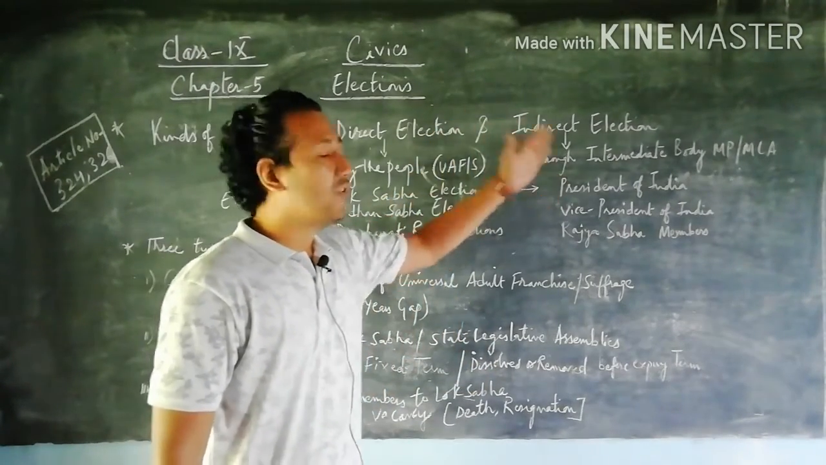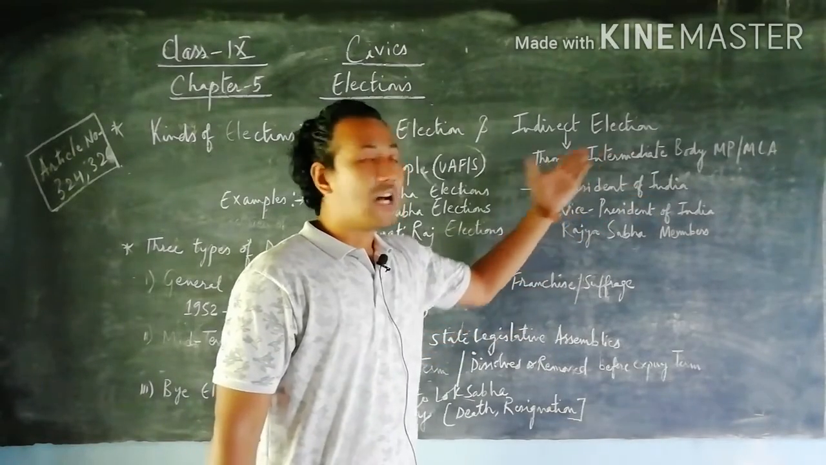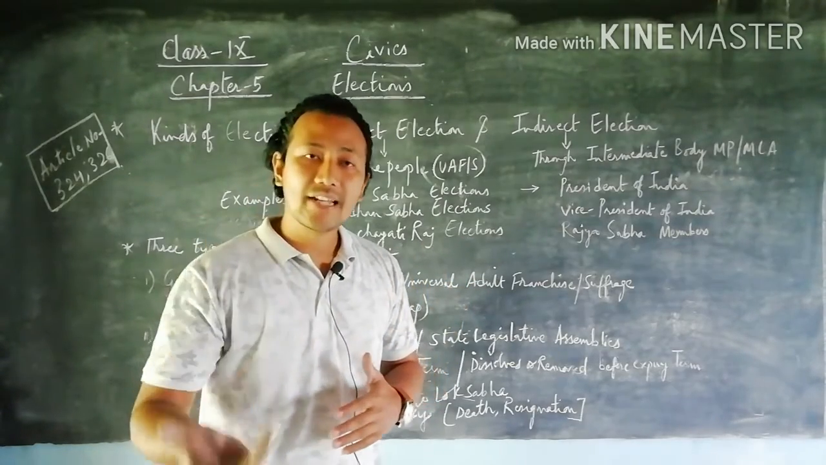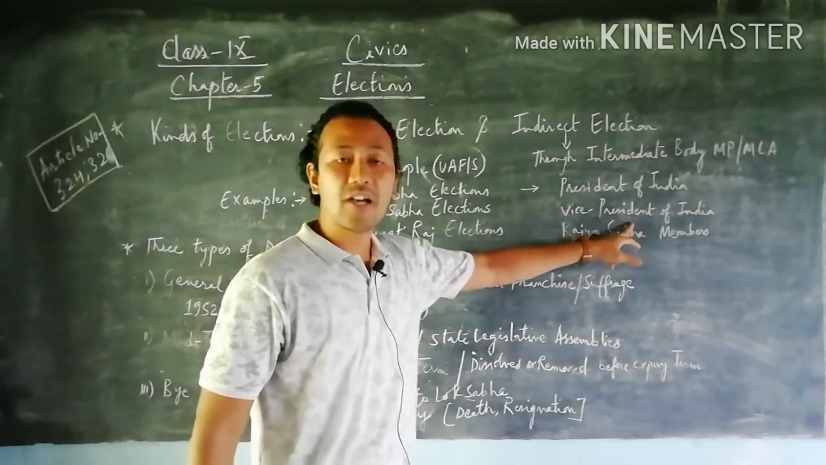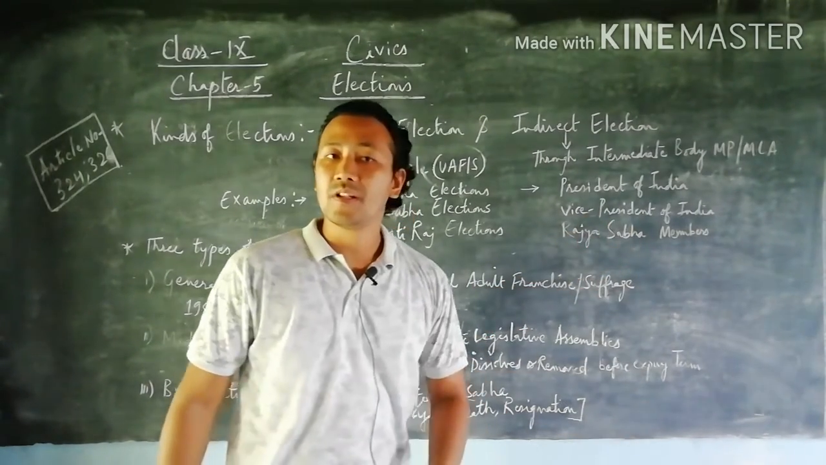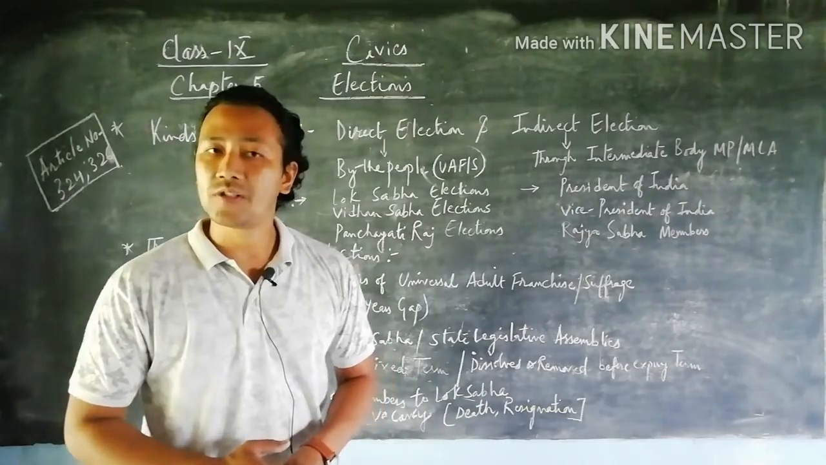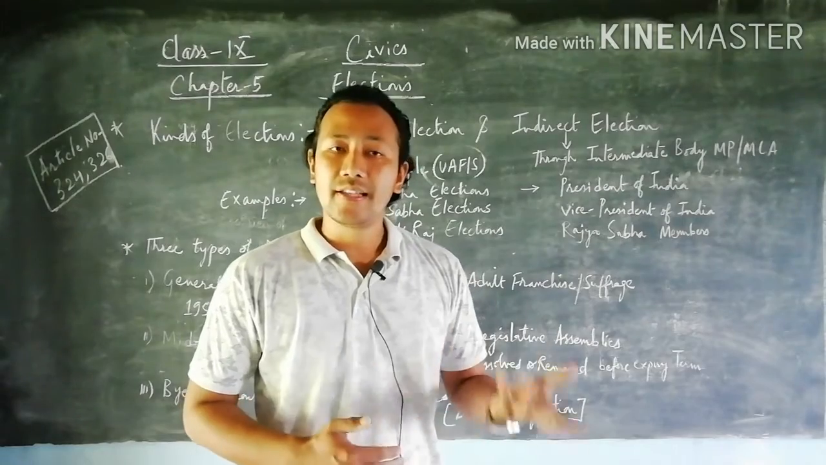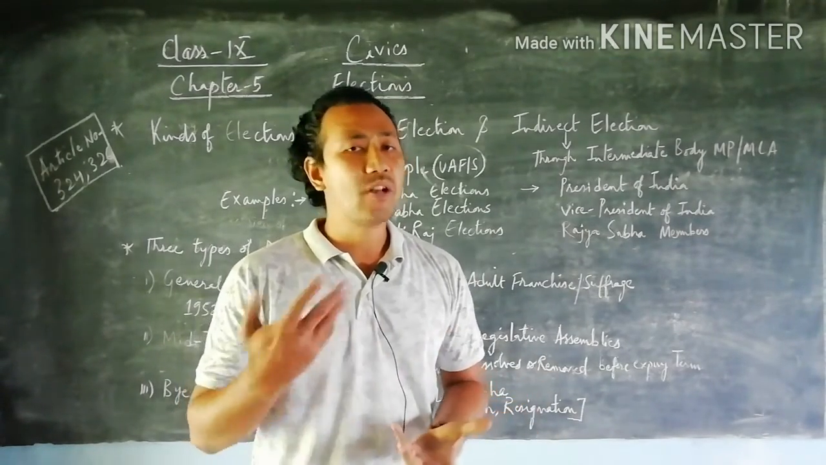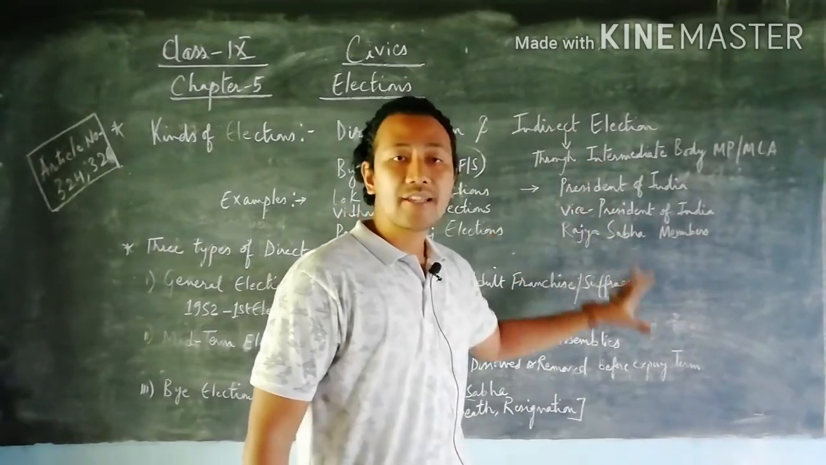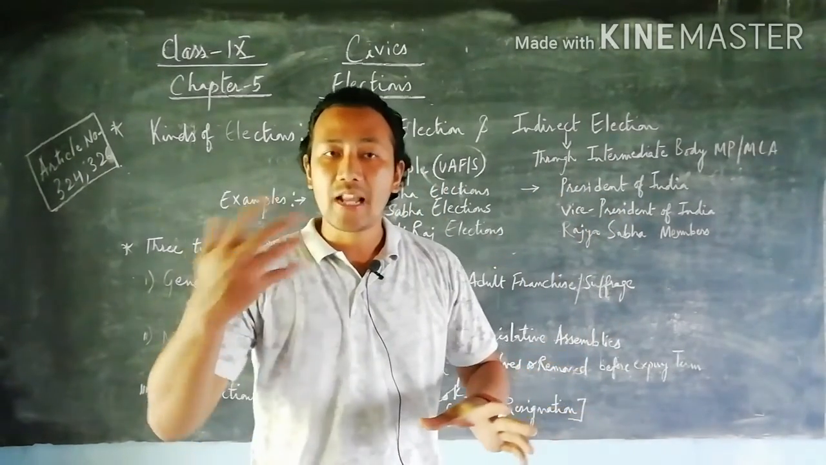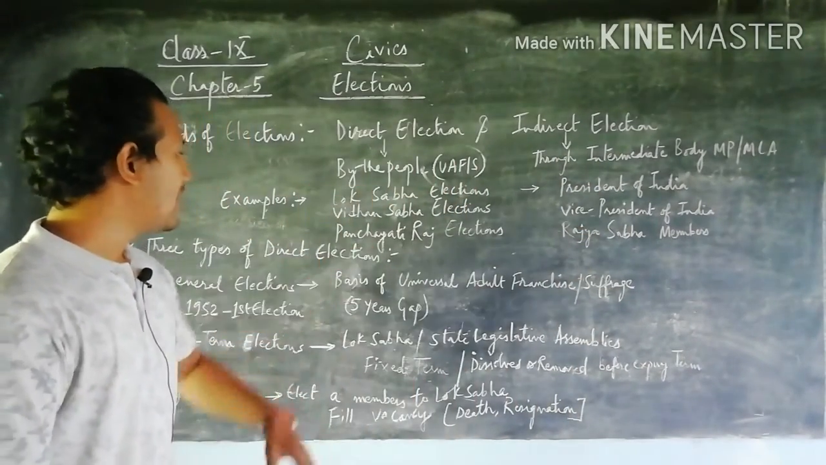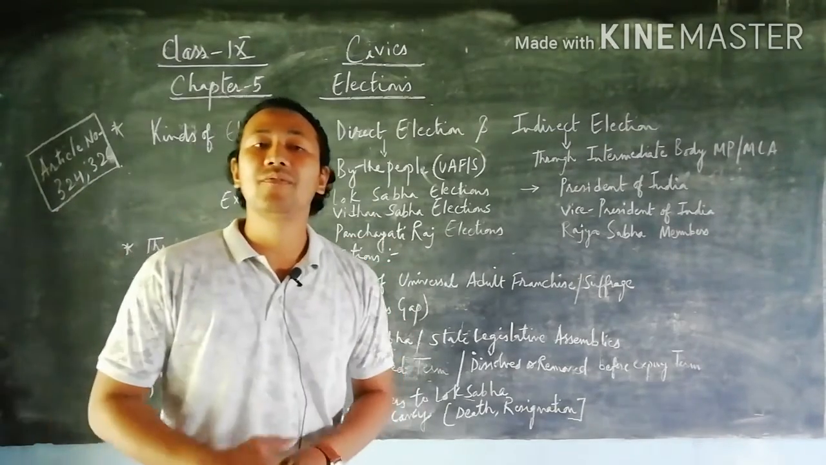If we give an example for the indirect election, it would be the President of India, because the President of India is appointed by the people in an indirect way. Similarly, even the Vice President of India and the Rajya Sabha members. We all know there are mainly 2 houses in the parliament. First is the Lok Sabha, the lower house, and the second is the Rajya Sabha, or the upper house. In Rajya Sabha there are 250 members. So even the Rajya Sabha members' election will be done in the indirect mode.